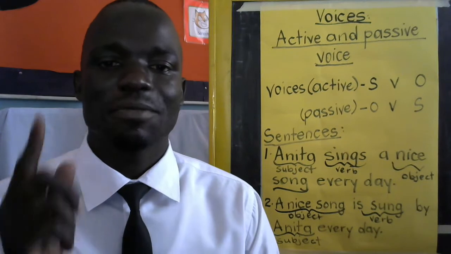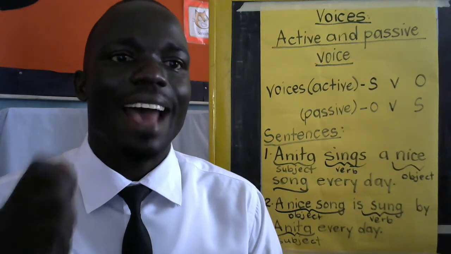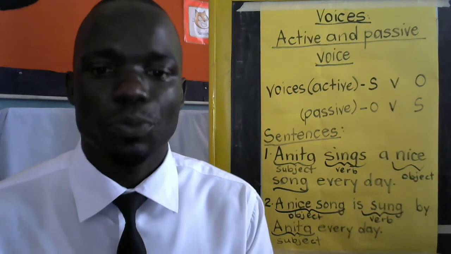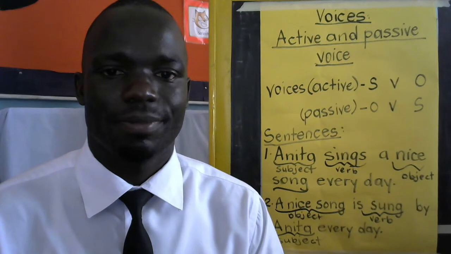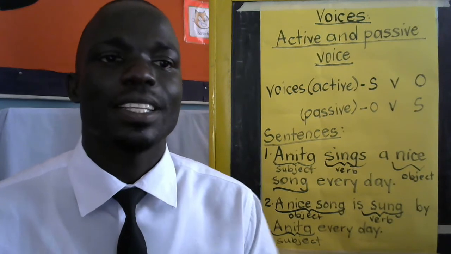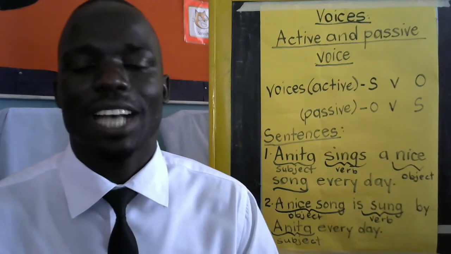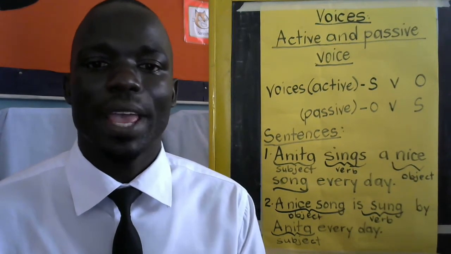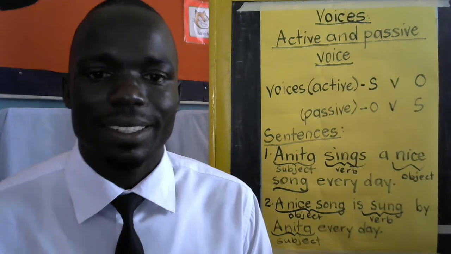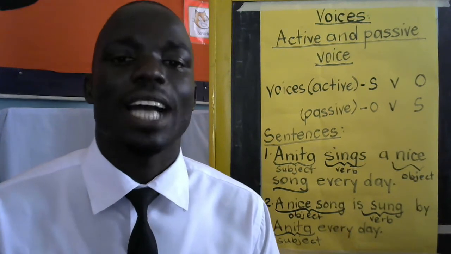I will begin by posing a very simple question: what is an active voice sentence? Or when is a sentence said to be in the active voice? A sentence is said to be in the active voice if the subject of the verb is the person or thing doing or performing the action. In other words, when the subject of that particular sentence is the doer or a performer of the action.